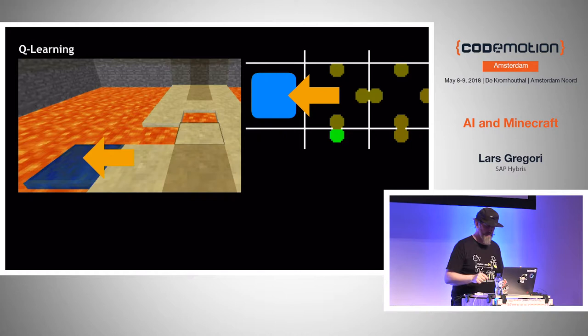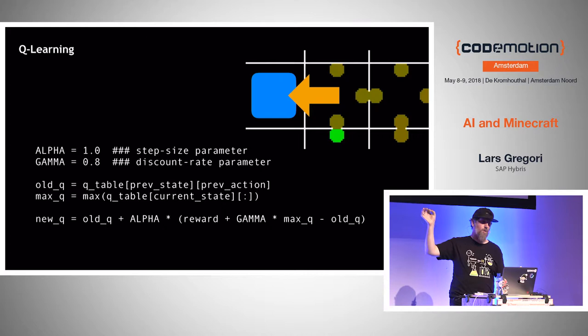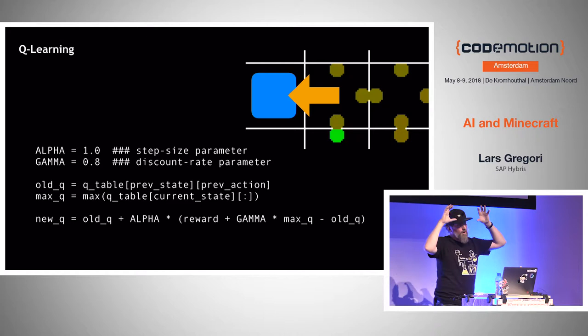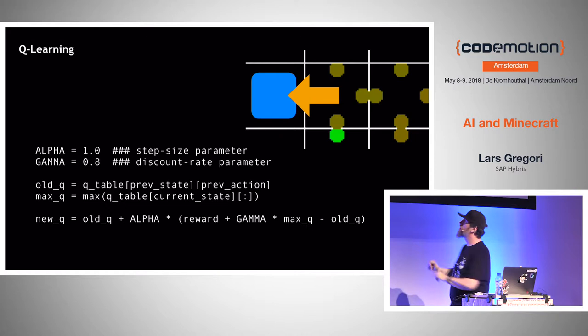So here we have this formula with the same values, everything. And the old Q is from the previous state where it was. So it was on this field with the end of the arrow and moved to the left side. Is it left? Yes, it's left. Okay, it moved along the left side. So the old Q, that's a new move, it didn't happen before, so this is zero.